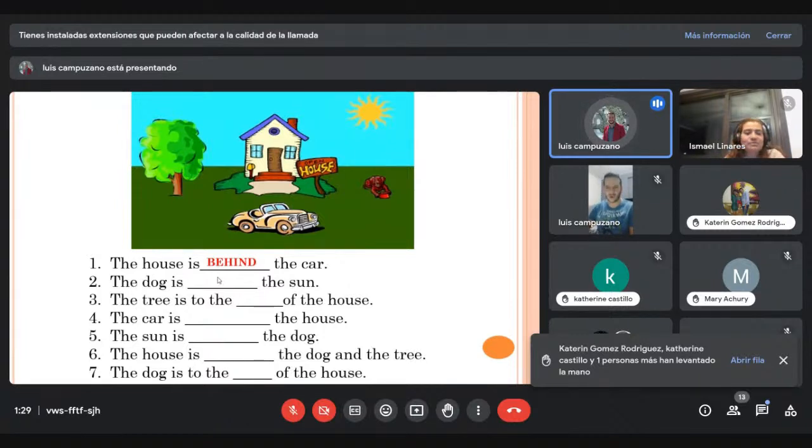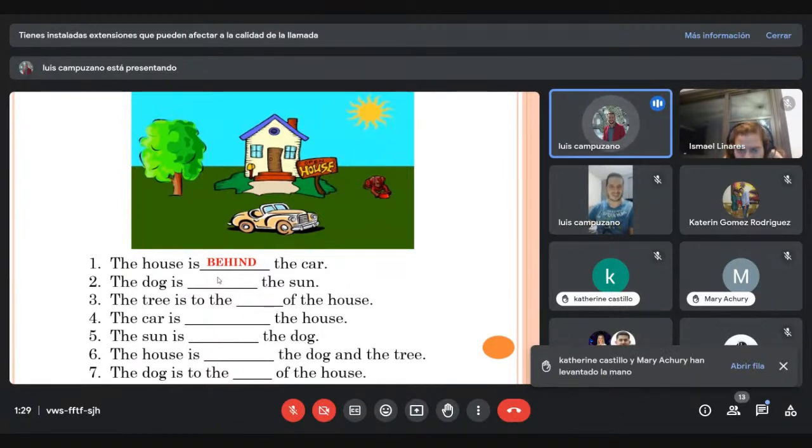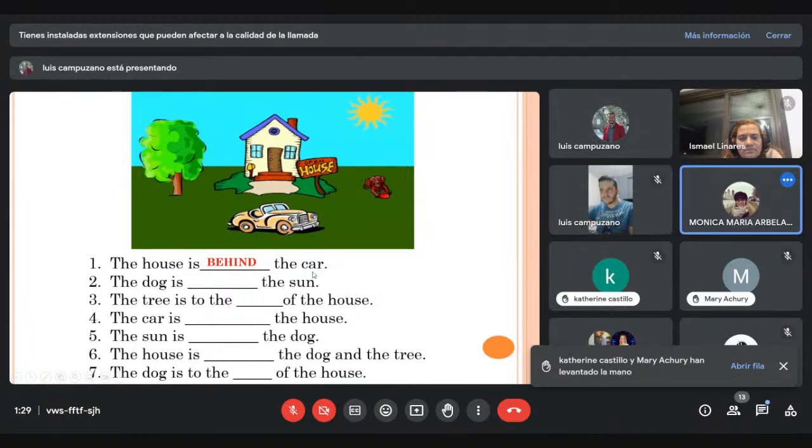I'm going to go now with number 2. The dog is the sun. What do you think, Monica? What will we use here? What would be a good option, Monica? The dog is the sun. Maybe in front of.